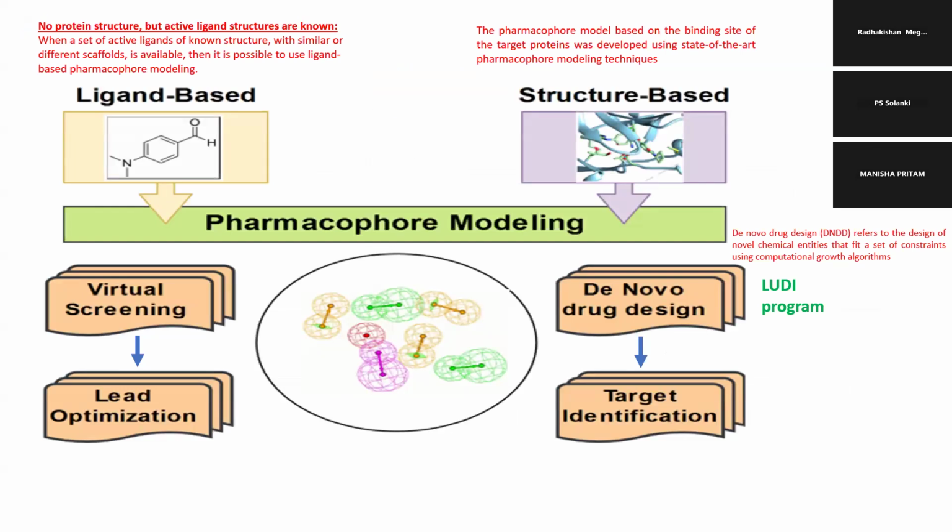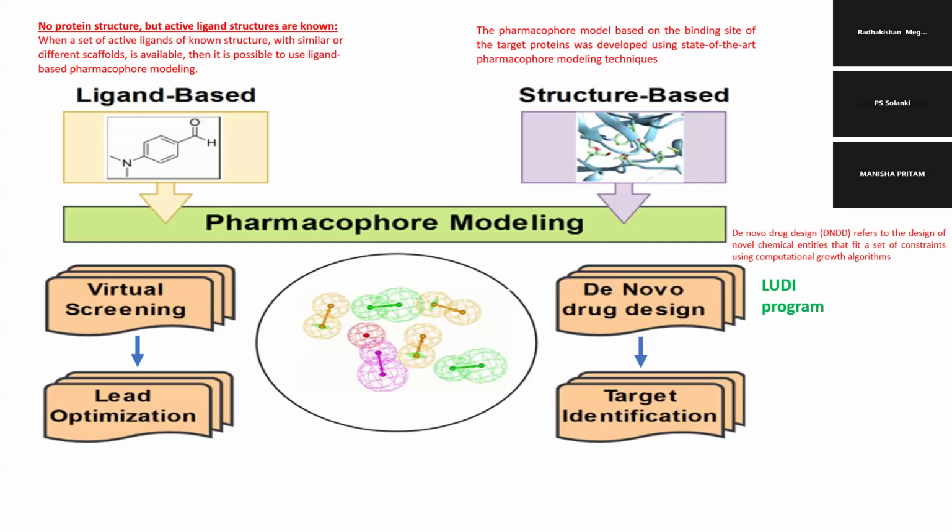So if we talk about pharmacophore modeling, it could be classified into two different parts. It could be ligand-based or structure-based. When we talk about ligand-based, in this category we don't need any protein structure, but we need some active ligand structures that are already known. Similarly, in the structure-based condition, we need some structures of the target protein, and we can generate some models based on that protein structure, and we can identify some drugs.